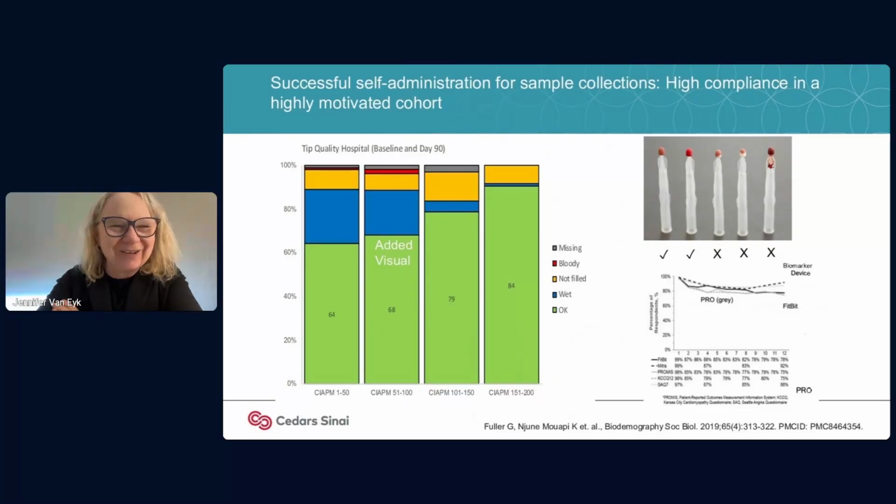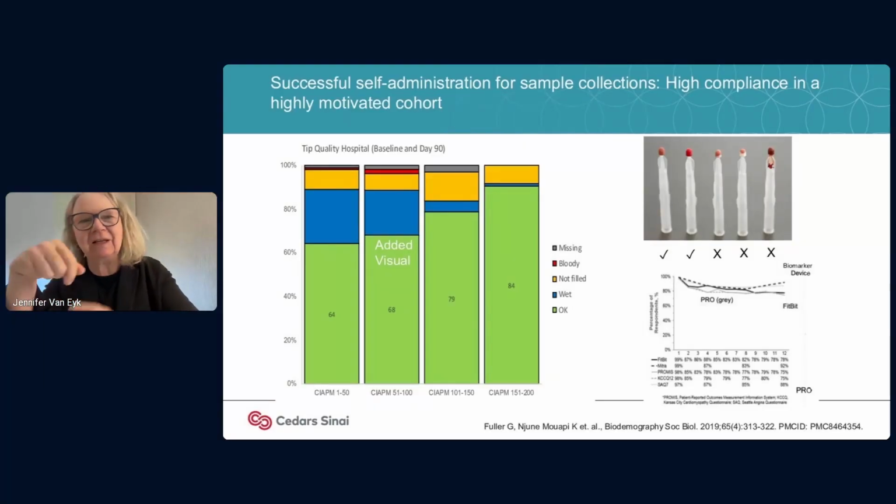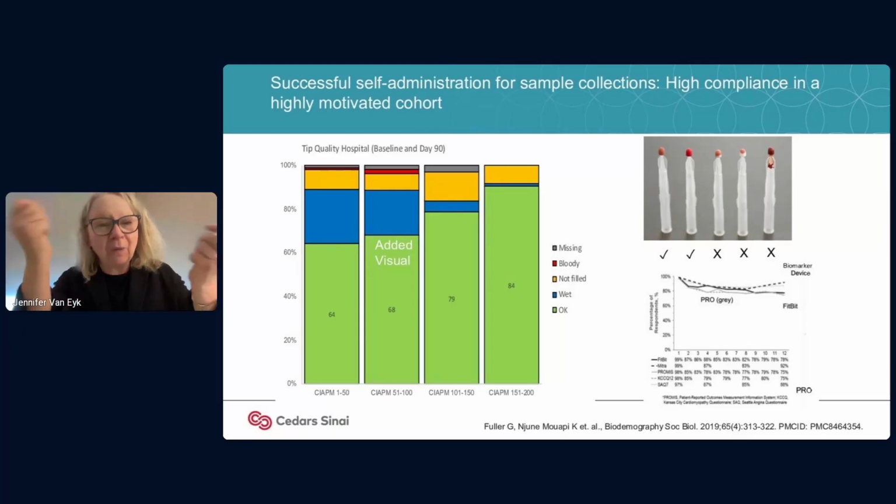But one of the first things we learned in the trial is that, because we showed them how to do it when they came into the rehab, and then we gave them the kits to go home with, and then we got the first ones back, what we noticed is not all of them were perfect. They weren't just the tips. And you can see in the photograph on the one side, we got all kinds of overfilling, we got underfilling, we got partial filling, we got wet tips.